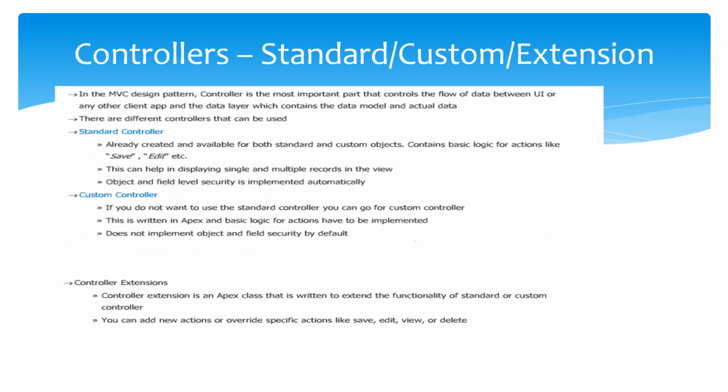So now let's look at the controllers. In the MVC design pattern, as I told you, in addition to the UI, the controller is the one which controls the flow of data between the UI and any other client app or data layer that you have. So there are different controllers. Standard is out of the box, available for both standard and custom objects. Basically, it contains the basic actions for save, edit, delete, and automatically redirects also when the new record gets created. So you can also show a single record or multiple records at a time. Object field security is implemented automatically. Okay, so whenever you have sharing rules and all set up, if sharing is set to private, then automatically the rules are set up.